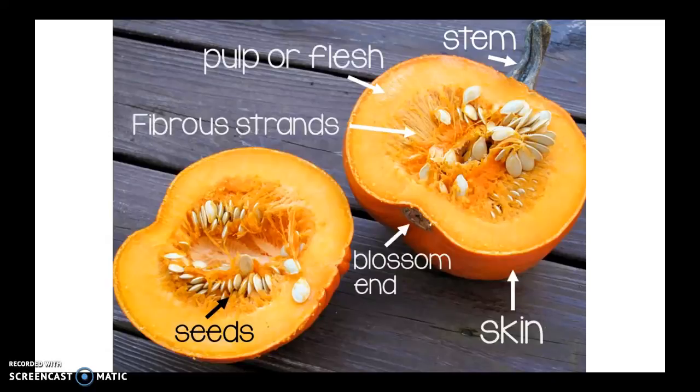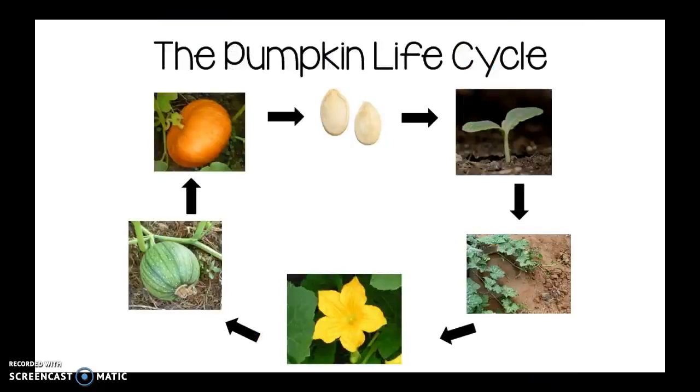Last is the blossom end. Remember, blossom means flower. A pumpkin, when it grows, does have a flower also, just like an apple. So that's where the flower dies and turns into a pumpkin. Next, we're going to learn about the life cycle of a pumpkin. Remember, life cycle means when something starts and how it grows all the way around into an adult and starts over again. So let's learn how a pumpkin grows.